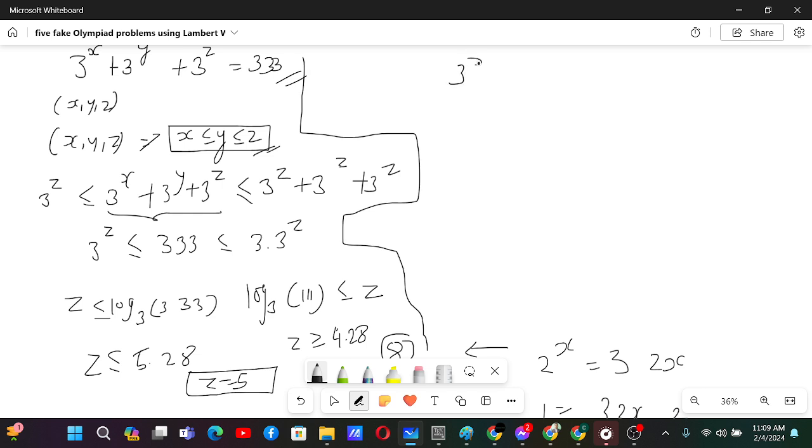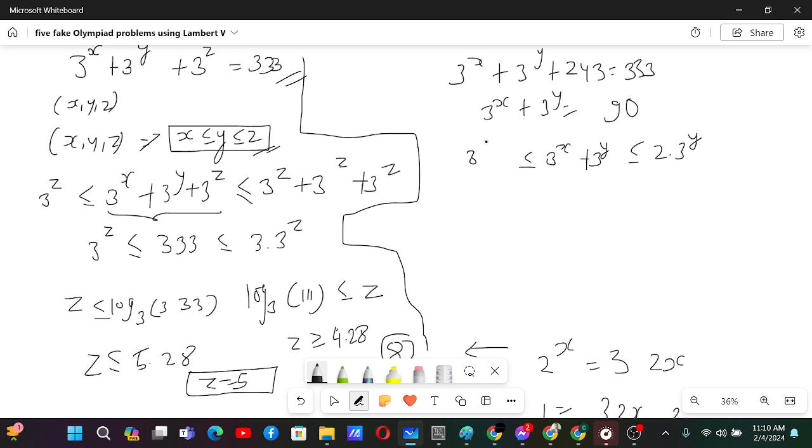So we have 3 to the power x plus 3 to the power y plus 243 equals 333. So 3 to the power x plus 3 to the power y equals 90. Now again we'll use the same technique, which is called bounding. 3 to the power x plus 3 to the power y is less than or equal to 2 times 3 to the power y and greater than or equal to 3 to the power y.